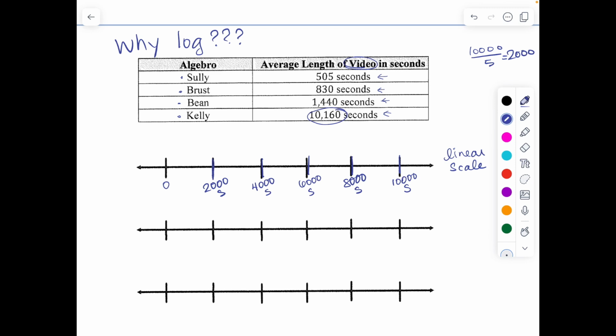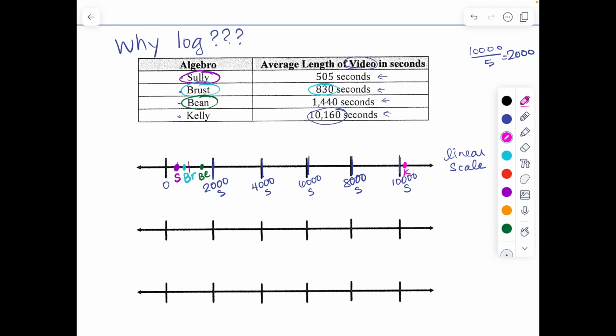So if I wanted to demonstrate what this looks like, Sully makes 505. So if this is about 1,000, here's Sully at about 500. So here's where he's at. Breast is 830, which is a little bit to the right of that. Bean is 1,400, so it's about halfway here. And then lastly, we have Kelly that creates about 10,000 and a little bit more seconds of content. So if we look at this scale, the first 3 content creators are really close, and then Kelly is way, way longer.